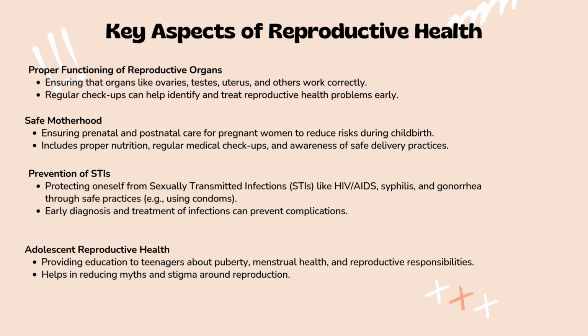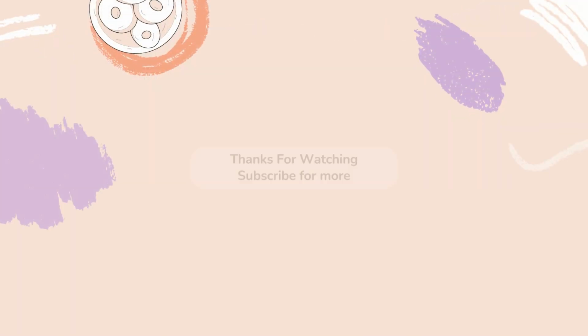Prevention of STIs, protecting oneself from sexually transmitted infections, STIs, like HIV/AIDS, syphilis, and gonorrhea through safe practices, e.g., using condoms. Early diagnosis and treatment of infections can prevent complications. Adolescent reproductive health, providing education to teenagers about puberty, menstrual health, and reproductive responsibilities, helps in reducing myths and stigma around reproduction.